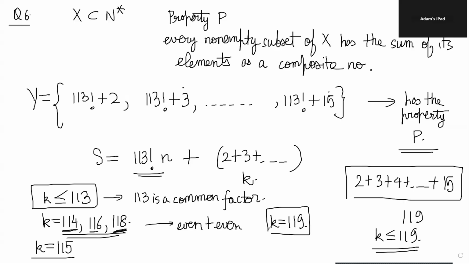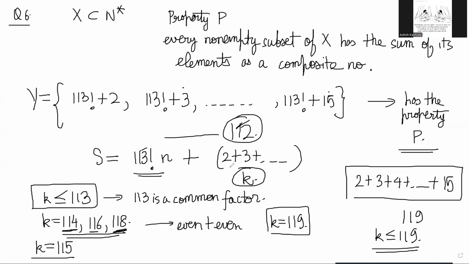Therefore, in all cases, we are getting a composite number. Wait, one second. If k is less than 113, if it was 112 and so on, then you would have taken that number as a common factor. Okay, so in all cases, no matter what k values come, you are able to prove that you will always be able to make it composite. So then this set has the property P. Okay, that is correct.